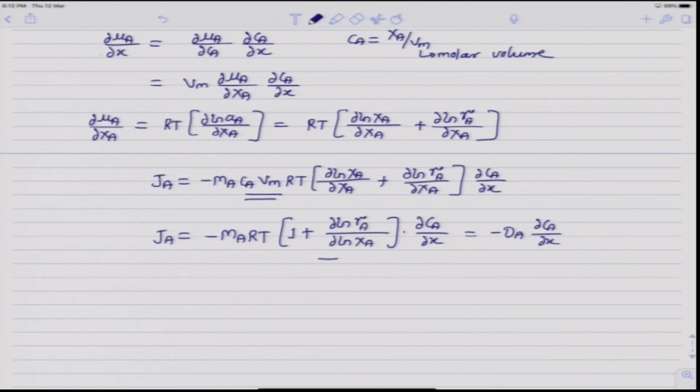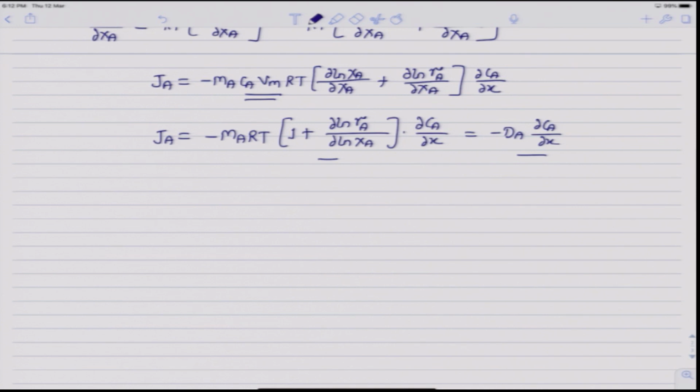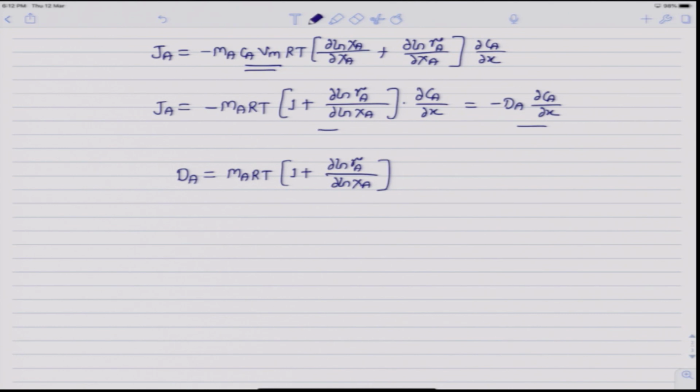So, we compare these two sides, we get the expression for intrinsic diffusivity d A in terms of the atomic mobility m A, and they are related as d A is equal to m A R T times 1 plus dou ln gamma A by dou ln x A. So, the intrinsic diffusivity is related to atomic mobility through this factor dou ln gamma A by dou ln x A.